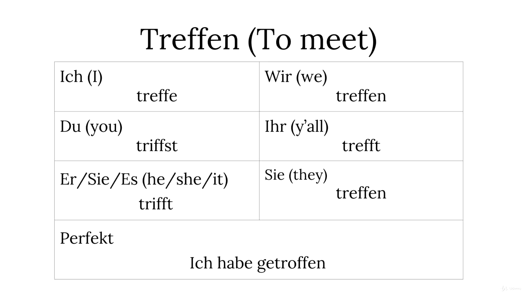To meet, like to meet with friends and so on, means treffen. Treffen. Ich treffe. Du triffst. So it's just like nehmen, where A is going to be E. Sie es trifft. Wir treffen. Ihr trefft. And sie treffen.